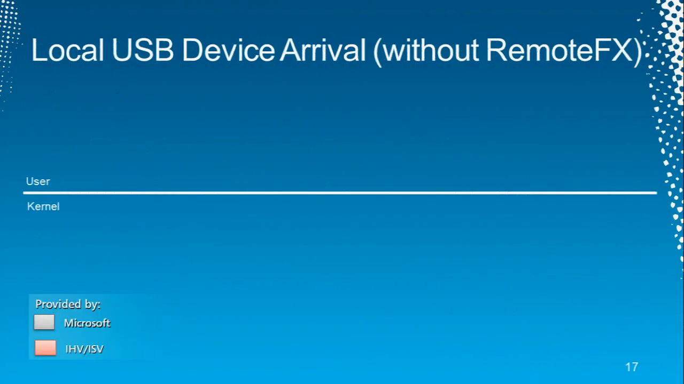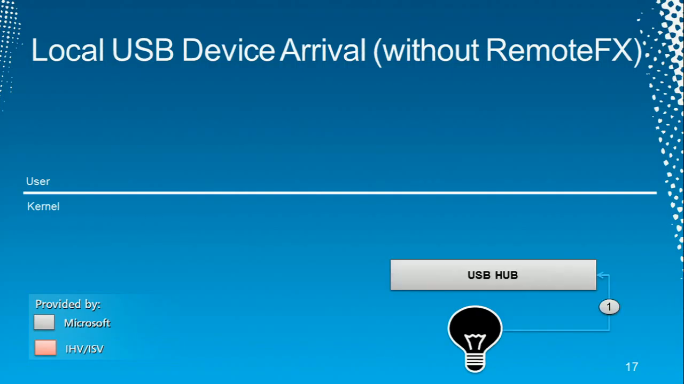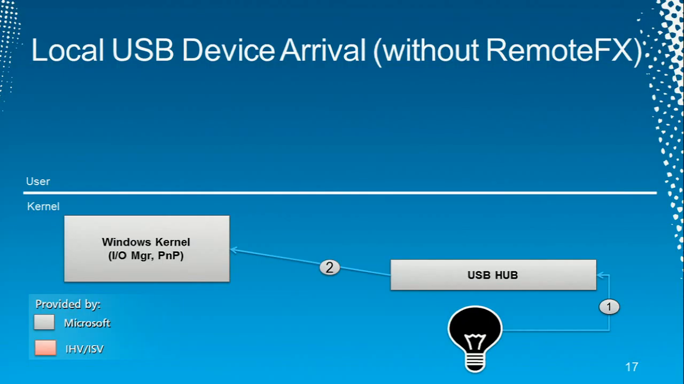So I want to break this down into 3 slides. What I've done is, on the first slide, I just talk about, this is without RemoteFX, just a quick refresher, to set a baseline of how USB works when you plug in, say, a jump drive into just your regular PC. So you have user mode and kernel mode. Think of this bulb as a USB device that's not yet been fully detected, but it's been plugged into the USB hub.